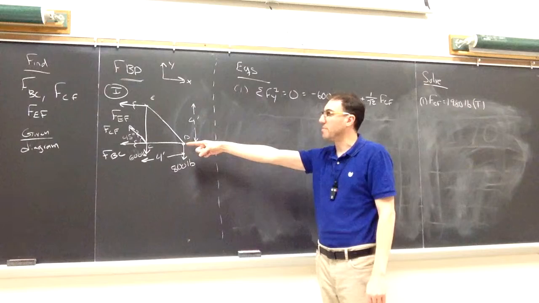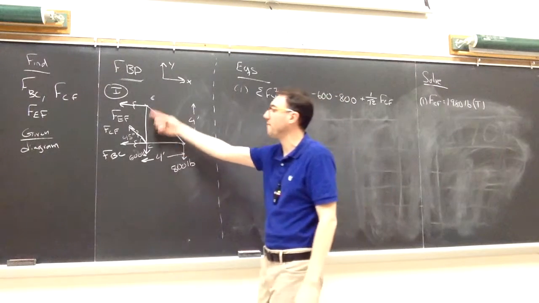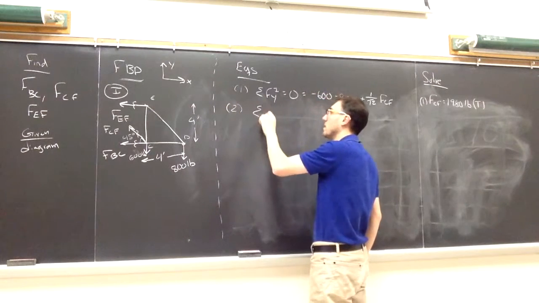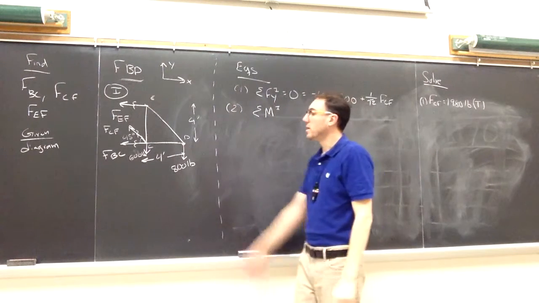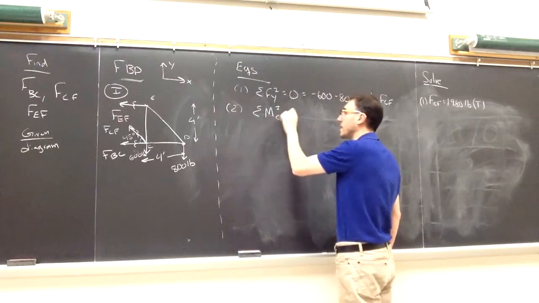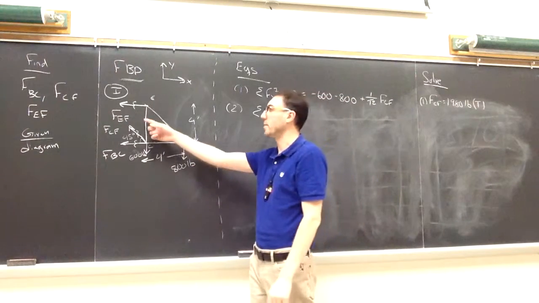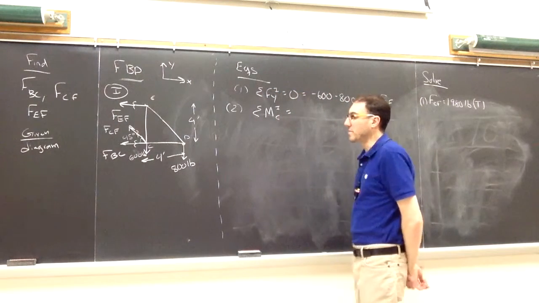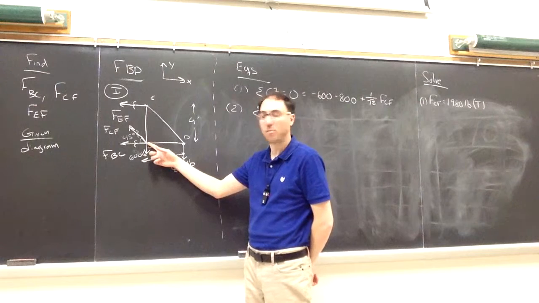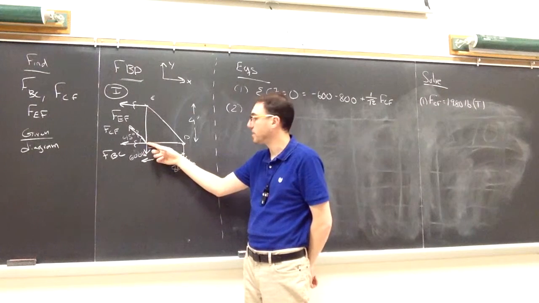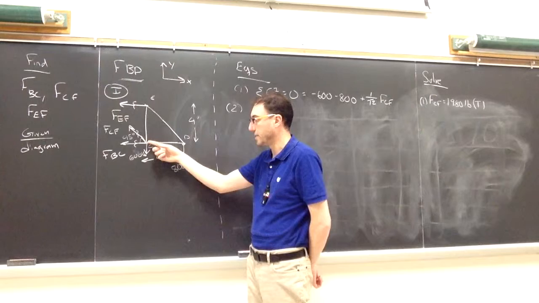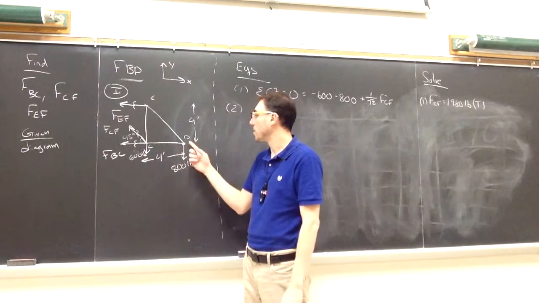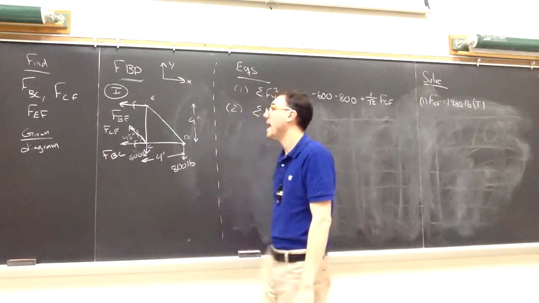So we could go to the moments next, because that will give us a different unknown right away as our second equation. If I take the sum of moments around C, then FEF will be the only thing that we don't know, and we can solve that right away. In the moments around C, the 600 pounds passes through point C, FCF passes through C, FBC passes through C. So these three are eliminated when I take the sum of moments around C. So I'll just be left with this 800 pounds and FEF.